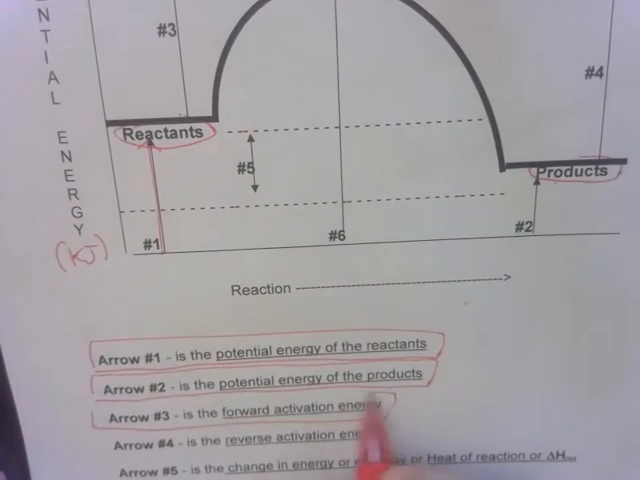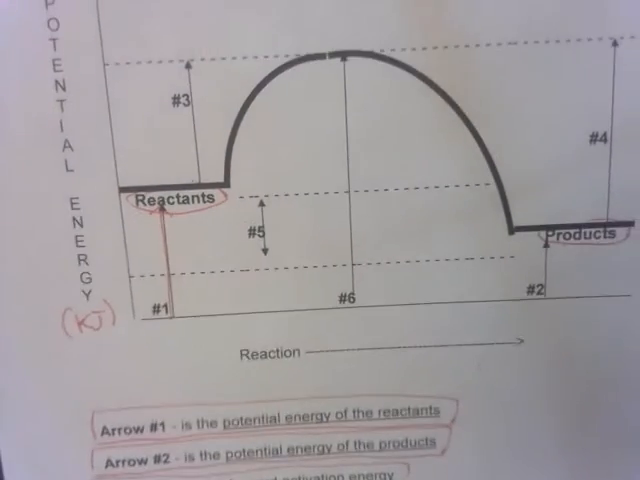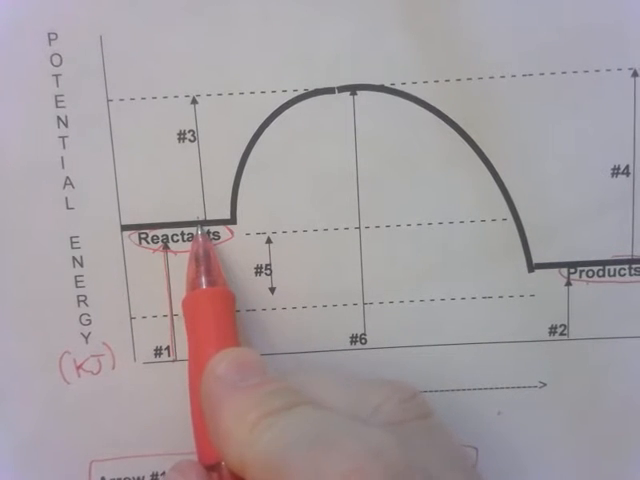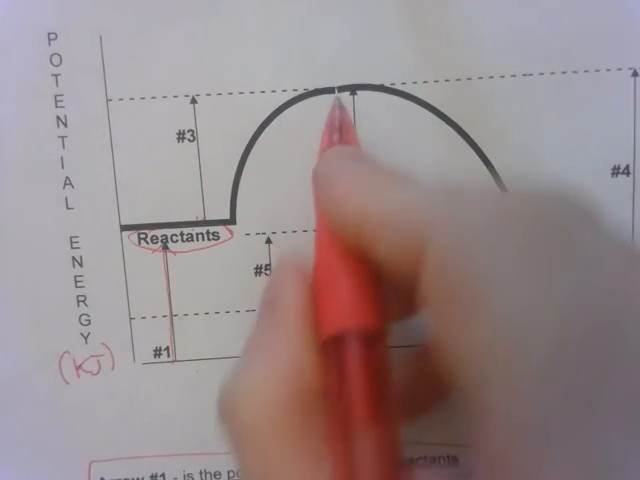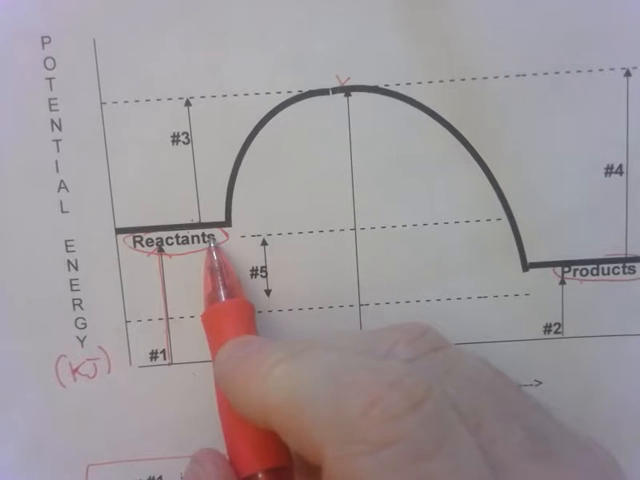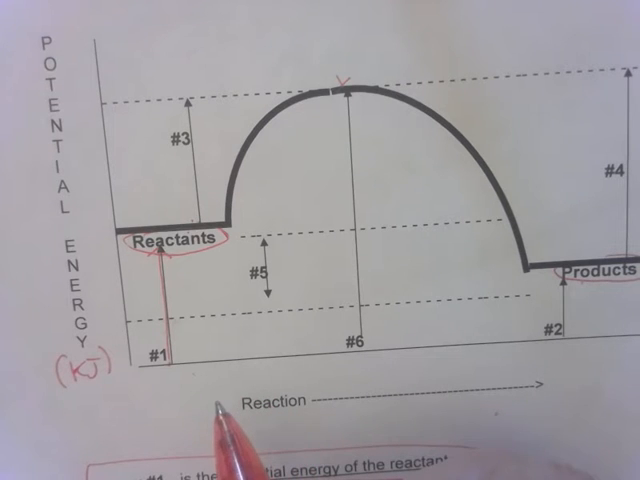Now, why is it called the forward activation energy? Well, think about what this arrow is representing. We're starting here with some energy already because the reactants have energy, and I'm putting in more energy to get to the top of this curve right here. Well, that's the energy I need to start or initiate the reaction. So that's why it's called the activation energy. And it's specifically called the forward activation energy because it's the energy needed to take the reaction forward.